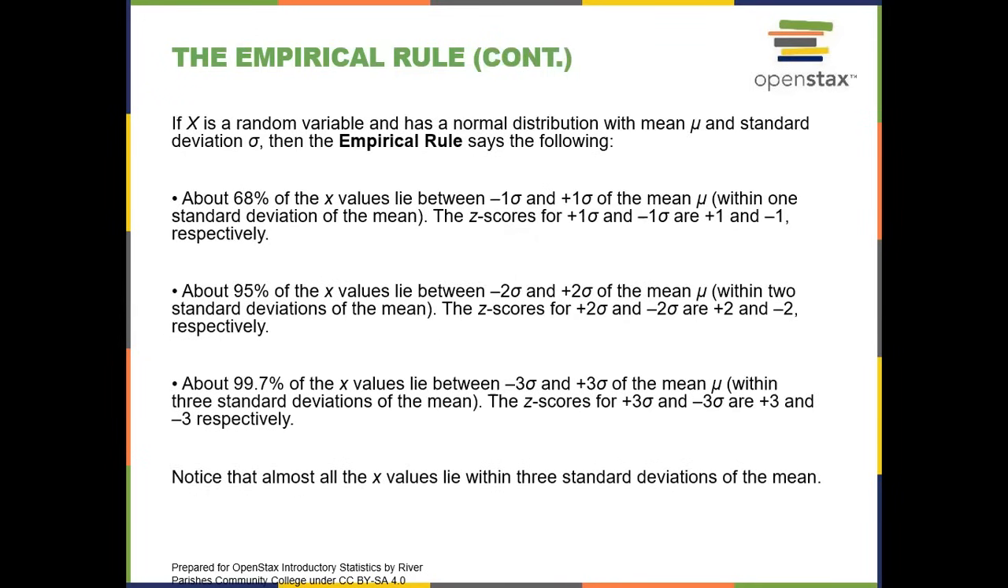If capital X is a random variable and has a normal distribution with mean mu and standard deviation sigma, then the empirical rule, which is valid for a normal distribution or bell-shaped curve, says the following: about 68% of X values lie between minus 1 sigma and plus 1 sigma of the mean mu, within 1 standard deviation of the mean. The z-scores for plus 1 sigma and minus 1 sigma are plus 1 and minus 1. Similarly, if you go 2 standard deviations, you cover 95% of the values. And if you go 3 standard deviations, you cover 99.7% of the values.